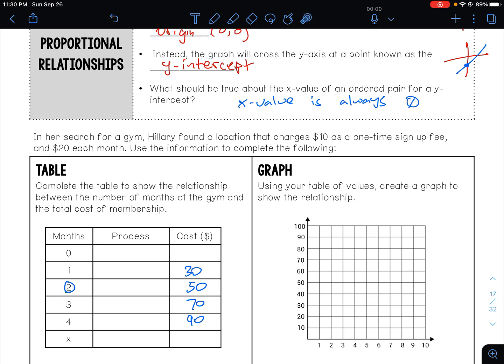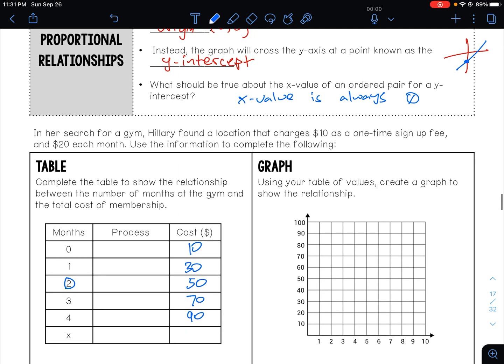How much would she have spent at 0 months? Well, she has to pay $10 just to start, just to sign up. And how much would she pay for x? Well, the process can help us. How do we figure this out? Well, we just said 20 times the number of months. So remember, this is the x value, the independent variable, and this is the y value, the dependent variable. So 20 times x, so it's not just 20 times 1, because 20 times 1 does not equal 30. You had to add the $10 initial fee, the constant.